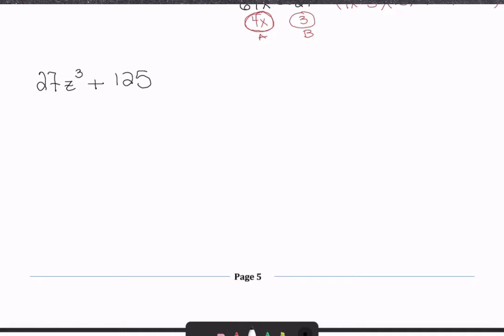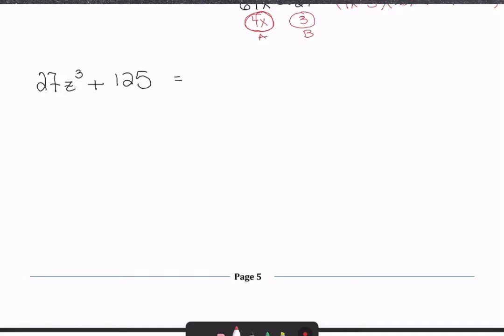So first, is there a GCF? There's no GCF between 27 and 125. How many terms do you have? I have 2 terms. Can you take the square root? No, I can't take the square root. Can you take the cube root? You see how I'm talking myself through these questions? Can I take the cube root? Yes, you can take the cube root.